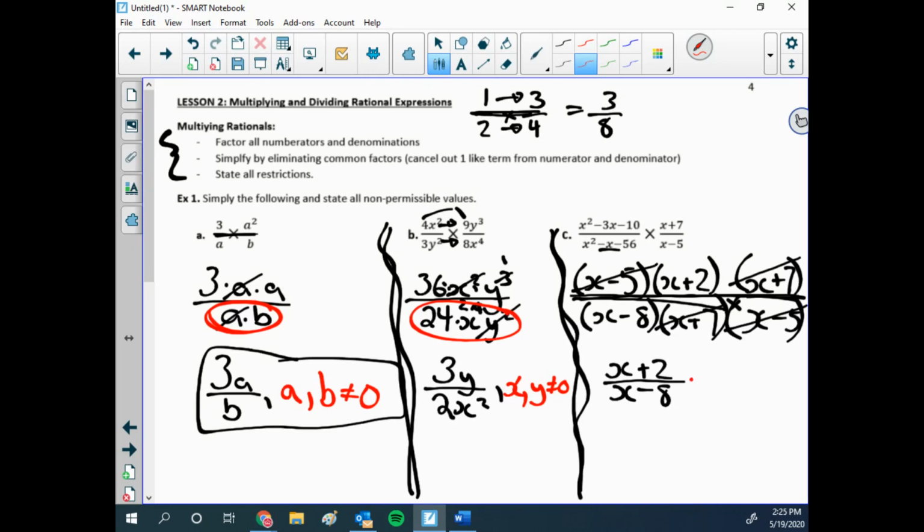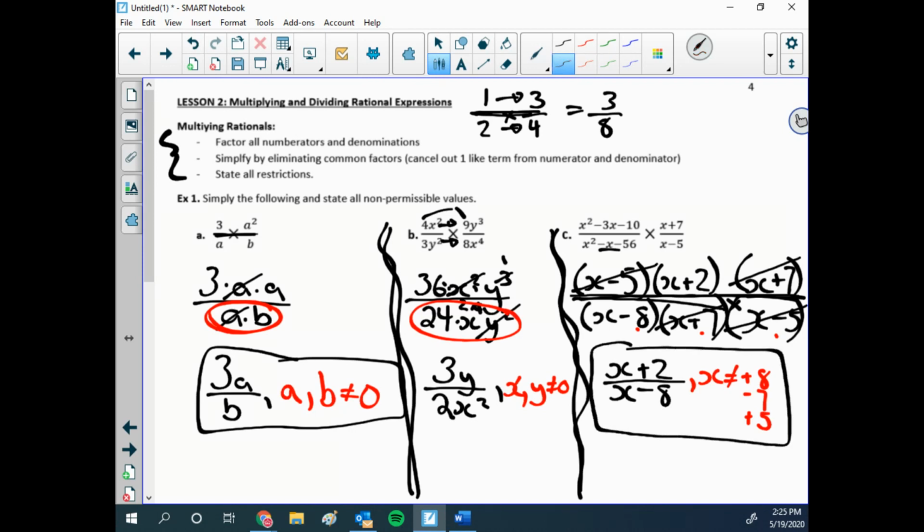Still need to state my restrictions, so I would say x cannot equal, remember you just make each of these equal to 0, and it's really the opposite of what it appears. So x cannot equal positive 8, it cannot equal negative 7, and it cannot equal a positive 5. And that would be my simplified answer, as well as the restrictions being stated.